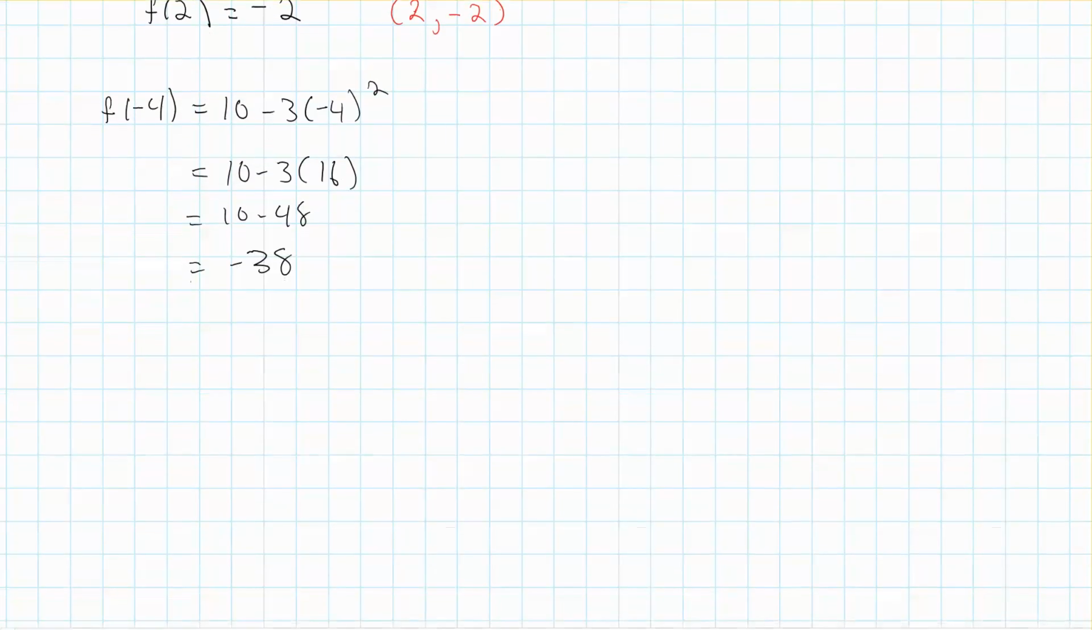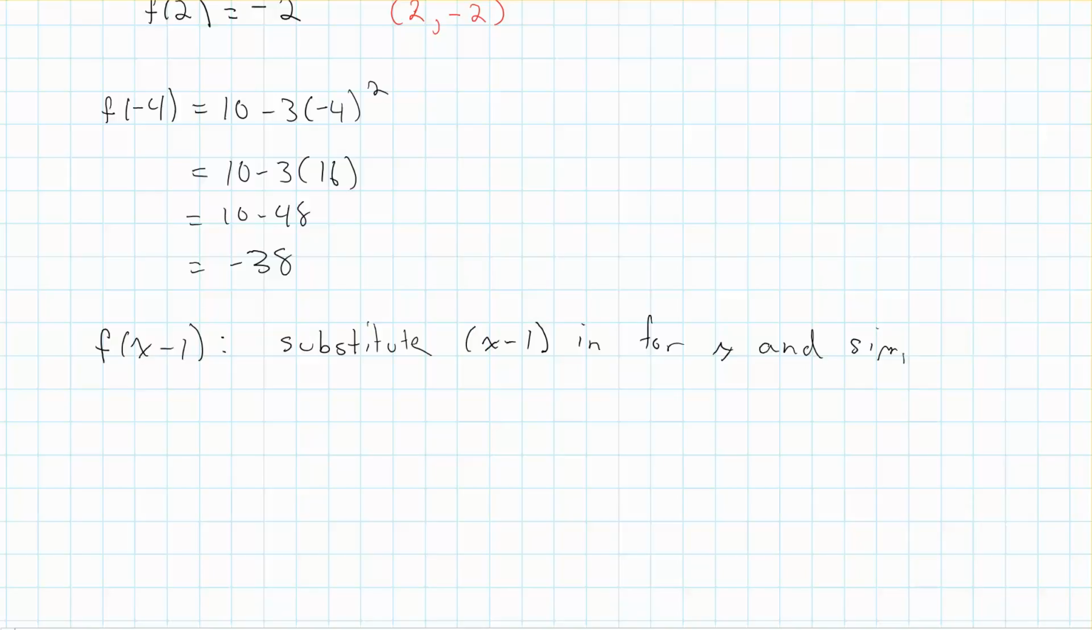Now, the last one here, it's not difficult, but it's different than what we've done before, f at x minus 1. Now, this is still the same process, except instead of substituting a number in, we're going to substitute x minus 1 in for x and simplify. One of the very important things here is to make sure when you substitute it in, notice how I put it in parentheses. And that's going to be critical anytime you're doing this kind of substitution, because we have to make sure that we distribute things properly, or in this case with a square, that we square things properly.